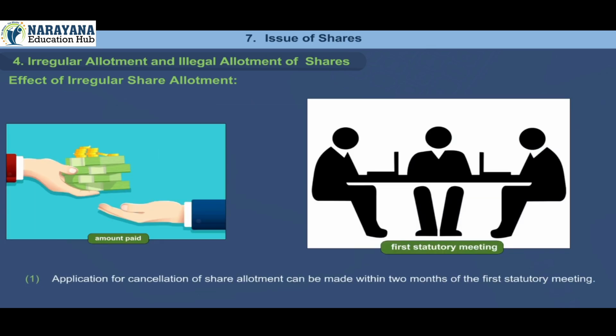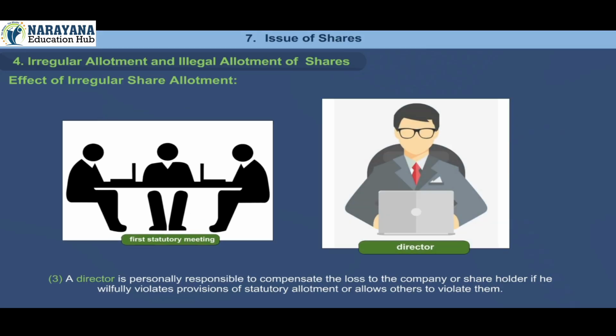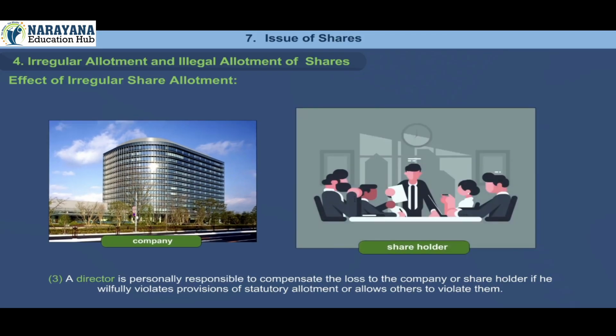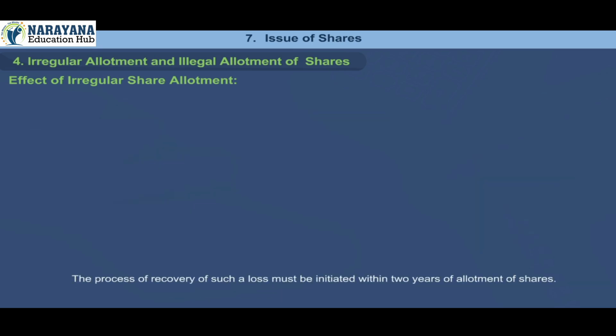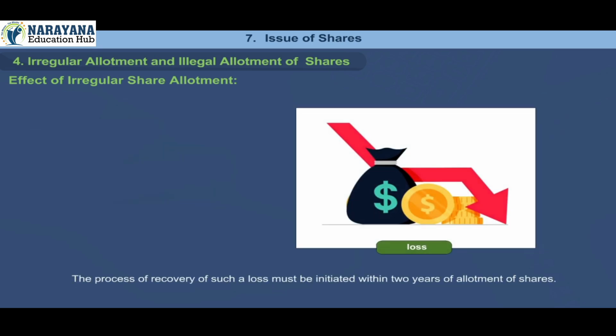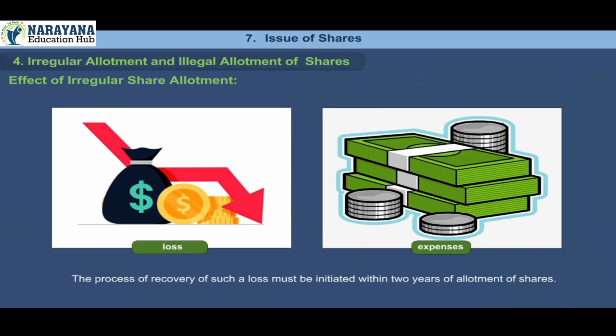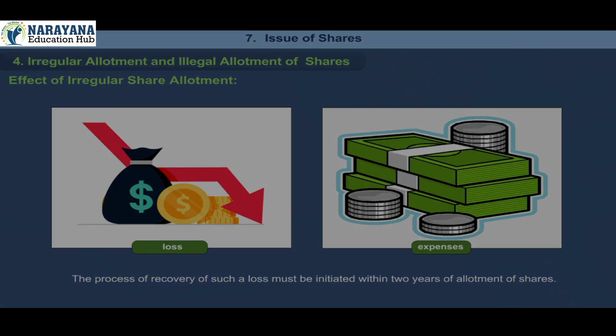1. Application for cancellation of share allotment can be made within 2 months of the first statutory meeting. 2. Within 2 months of allotment of shares, if allotment was done after the first statutory meeting. 3. A director is personally responsible to compensate the loss to the company or shareholder if he willfully violates provisions of statutory allotment or allows others to violate them. The process of recovery of such a loss must be initiated within 2 years of allotment of shares.